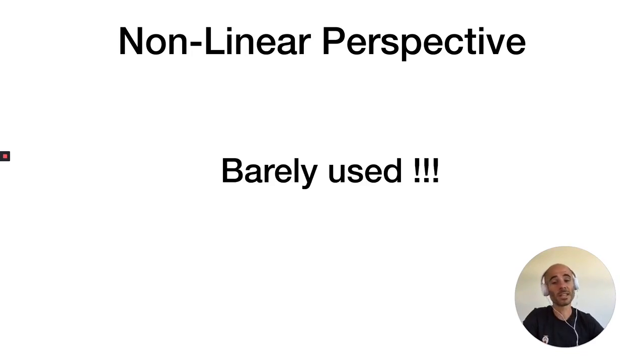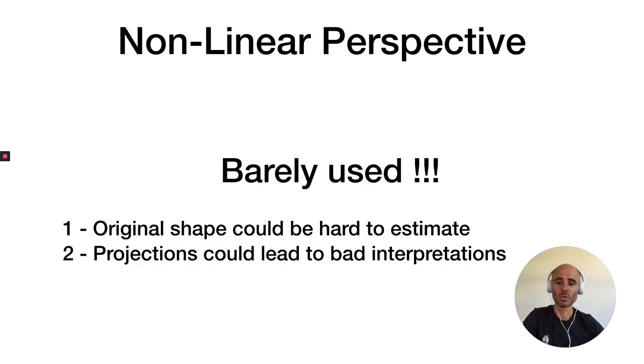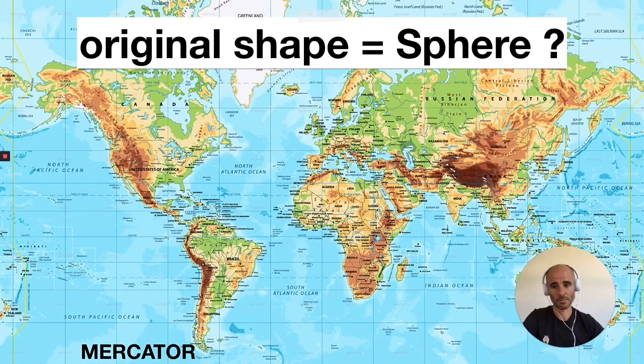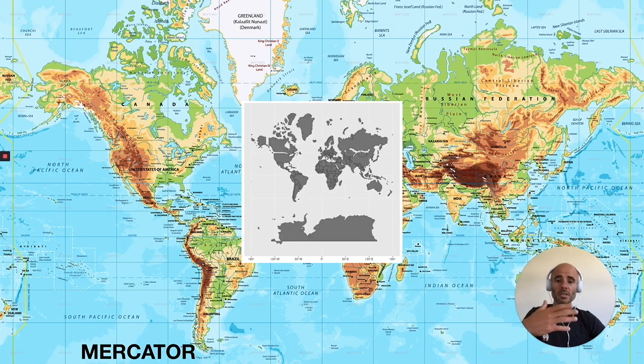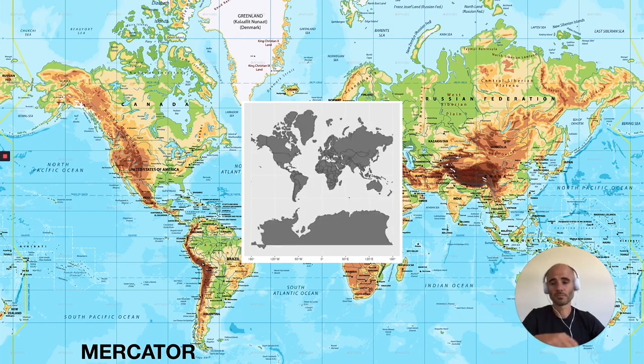However, it's barely used. And the two main reasons are: first, it's hard to estimate the original shape from the projection, and next, the projection could lead to bad interpretations. For example, with Mercator, what gives you the intuition that Earth is a sphere here? Also, as the projection changes the proportions, what is the real size of a country?